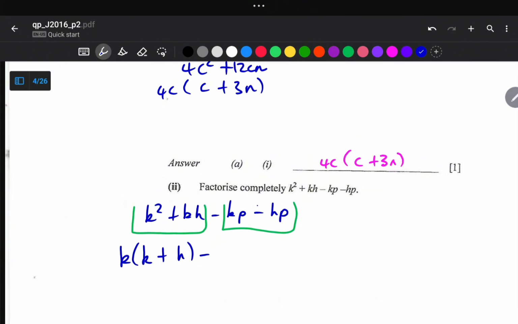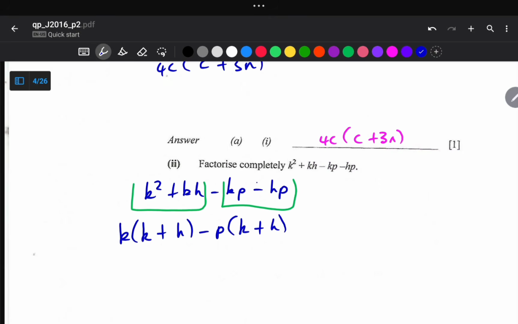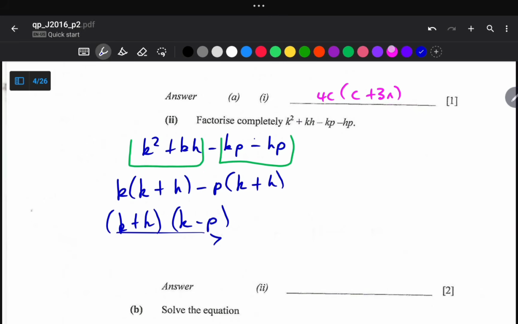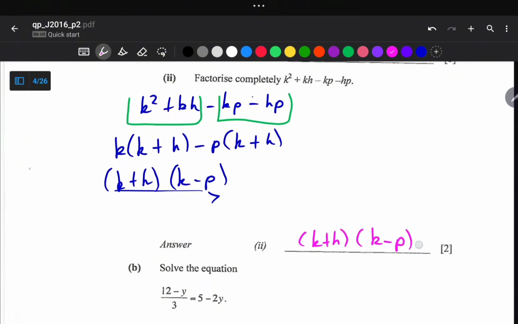So we can simply factor out p to say it is now k, since kp divided by p gives us k, and minus hp divided by minus p gives us plus h. This is our new common factor, so we can simply factor it out to say it is now k plus h multiplied by k minus p. So this is our final answer: k plus h multiplied by k minus p.